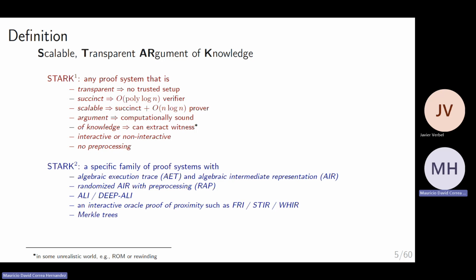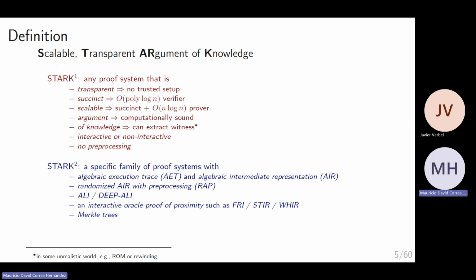Well, in another definition of Starks, we are looking specifically at a particular family of proof systems that uses an algebraic execution trace and an algebraic intermediate representation, AET and AIR, in combination with a DEEP-ALI protocol or just an ALI protocol, which may or may not be randomized and may or may not have pre-processing, in which case it's a RAP. And it uses interactive oracle proofs of proximity, which is a fancy word for low degree tests, such as FRI or WHIR, and it uses Merkle trees.